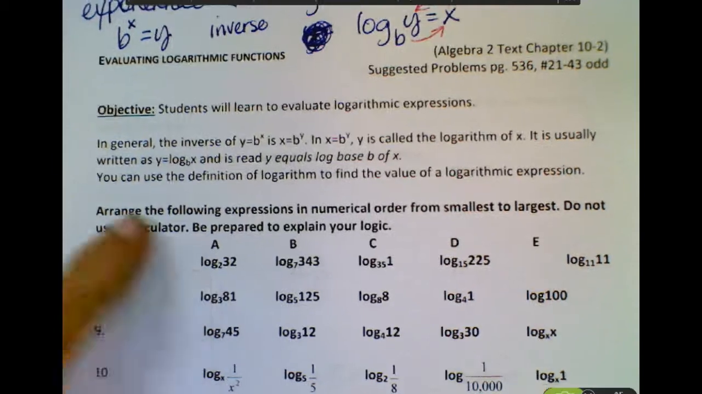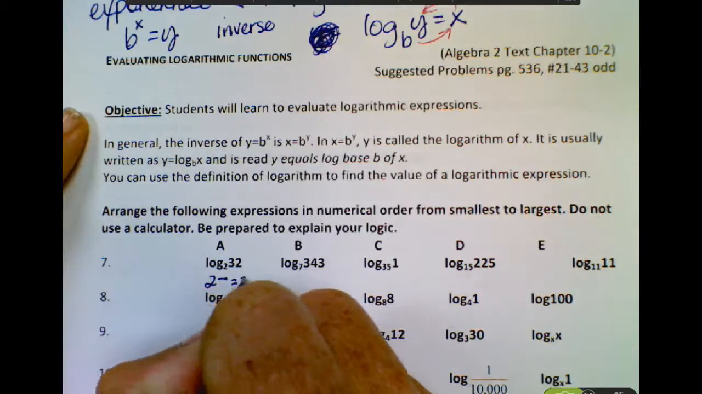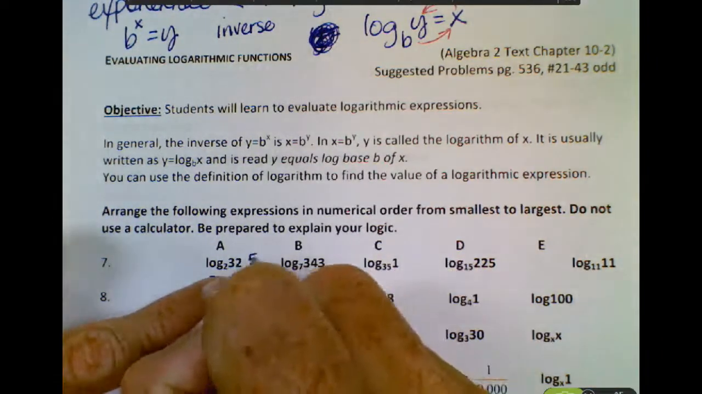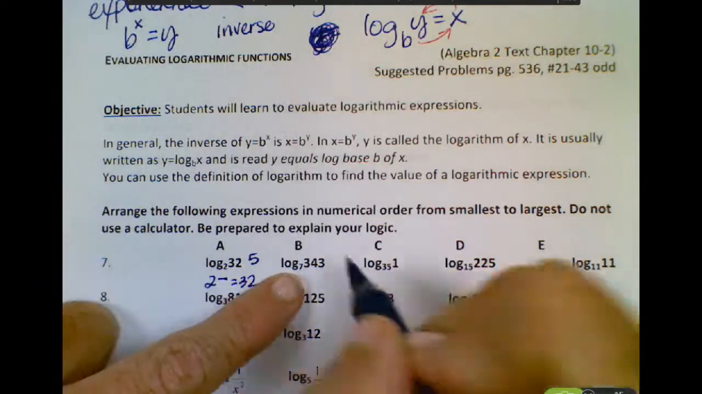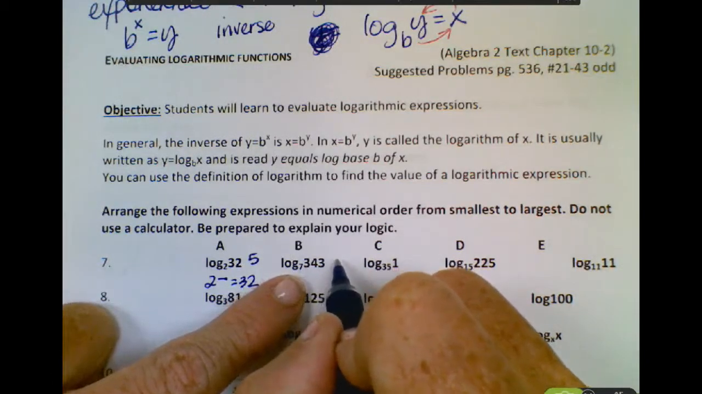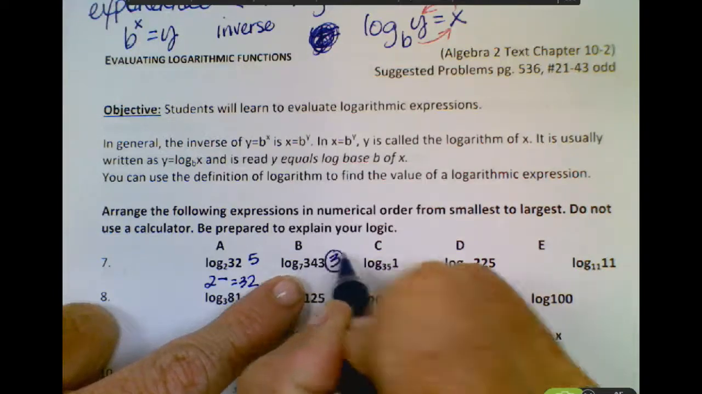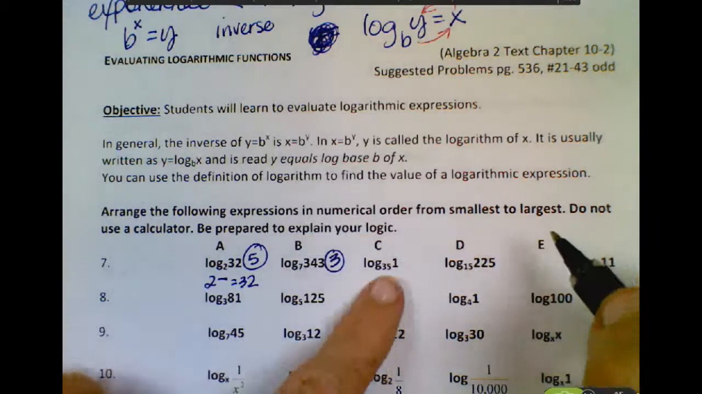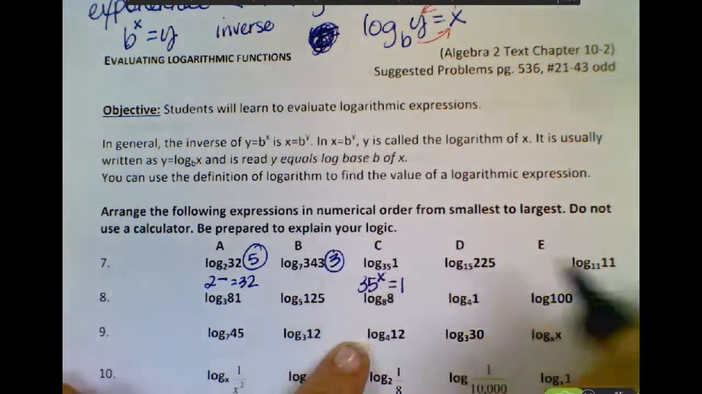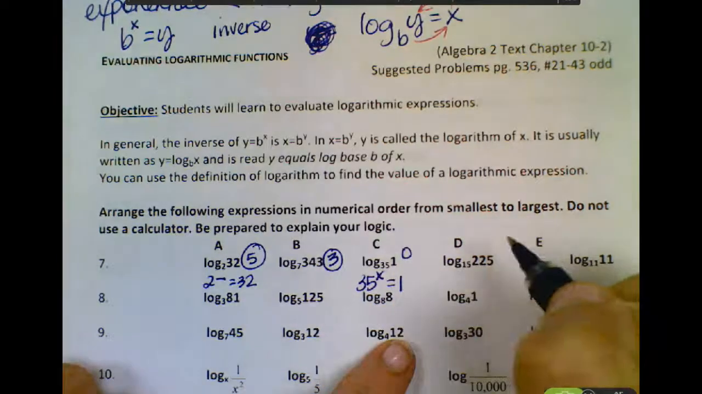So remember what this means. This means 2 to some power equals 32, okay? So I know in this case that equals 5. 7 to what power gives us 343? So 7 squared is 49, times another 7 would be 343. So our answer here would be 3. Okay? 35 to some power equals 1. Well, I know that anything to the 0 power equals 1, so my answer here is 0.